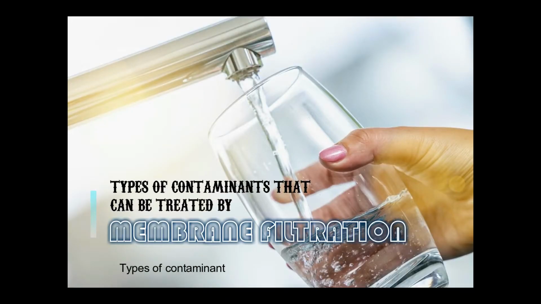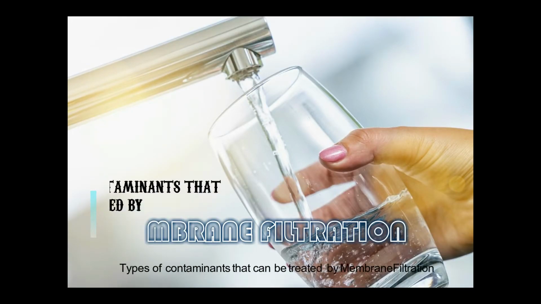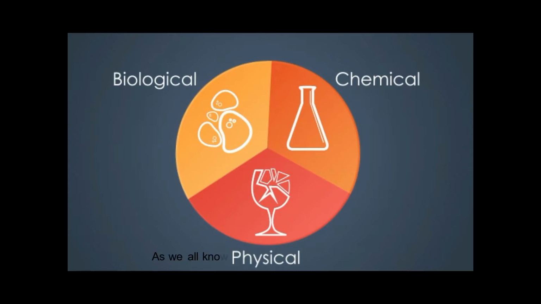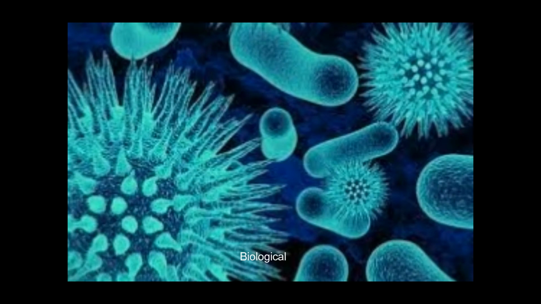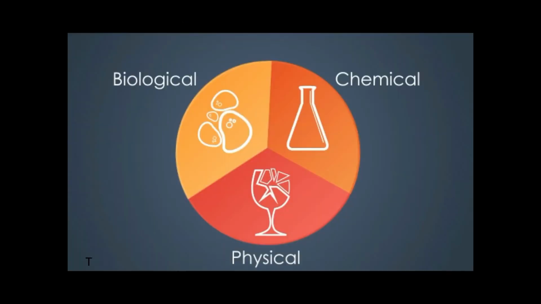Types of contaminants that can be treated by membrane filtration. As we all know, there are 3 types of contaminants: physical, biological, and chemical. Thus, when talking about contaminants that can be treated with the use of membrane filtration, these 3 types of contaminants are also included. However, these contaminants can be treated even without the membrane filtration technique.